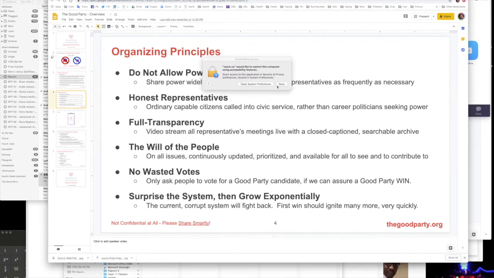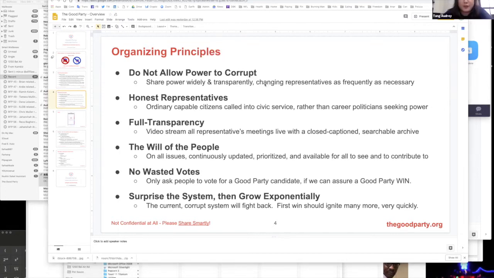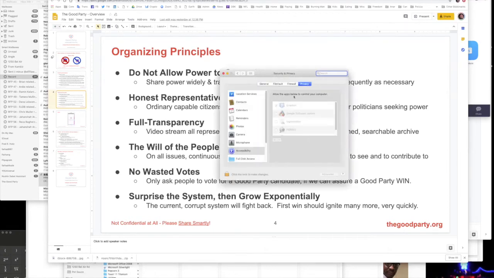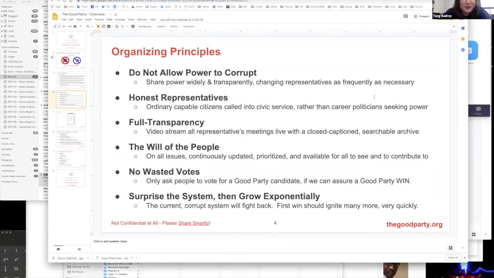Let me see what's going on here. Grant access to advocate. First time I've seen this, but anyway. Zoom would like to control my computer. A computer, sure. Why not? What could possibly go wrong? No, it's fine. Allow or deny. Okay, so let me see if I can do this screencast.